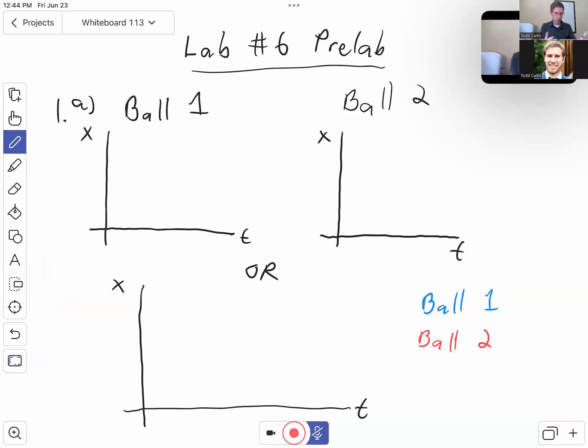So I'm going to do this two different ways. Some of you may have made individual graphs for ball one and ball two, which is totally fine. Or you could have put them both together on the same plot, which is also fine. So again, I'm just going to show you this two different ways here.